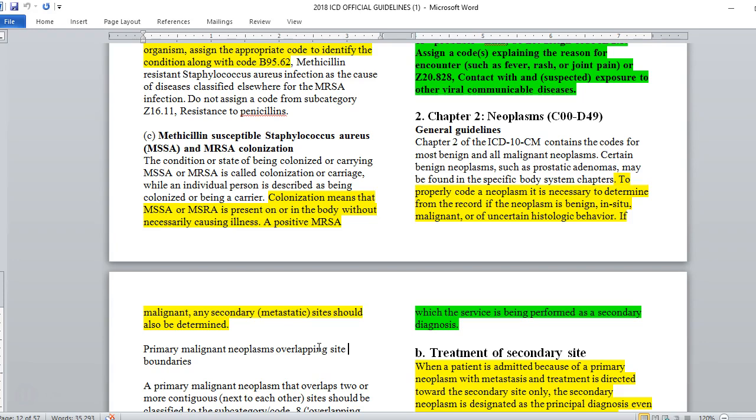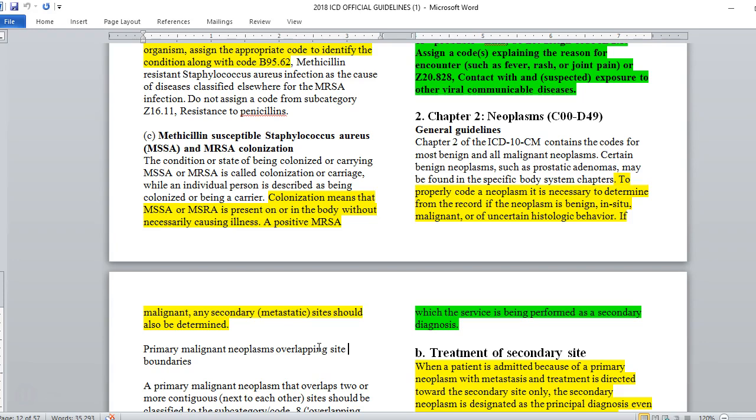Now, to code for an in situ cancer, the doctor must note that it is in situ. They need to tell us what type of cancer the patient has and what's the status of that mass. We also have something called uncertain histologic behavior. This is something that pathologists will document, saying that it may become cancerous in the future. Right now, the cells look abnormal, but they're not cancerous yet. And so for all of these, the doctor needs to tell us whether it's non-cancerous, localized, cancerous, or might become cancer in the future. Okay, so that's number one, we need to know.